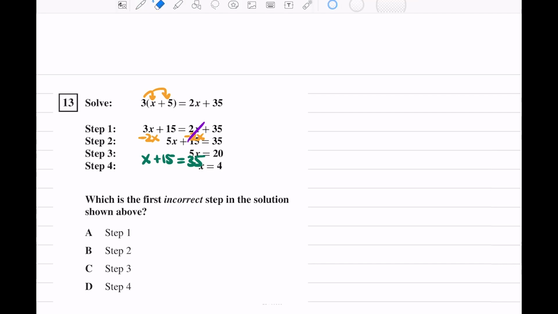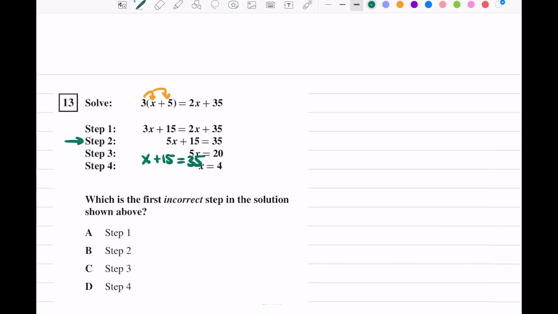However, step 2 says 5x plus 15 equals 35. So what did they do wrong? It looks like instead of subtracting 2x on this side, they just added 2x. So that's how they got that 5x. It's an easy mistake to make, but it means that step 2 is incorrect.